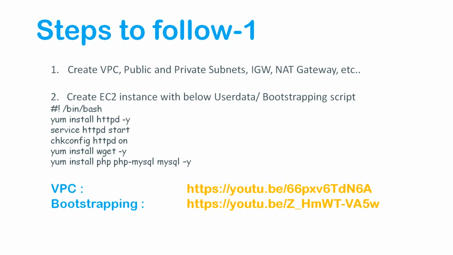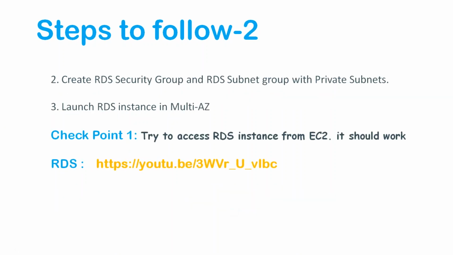I want to make it very quick, that's why I use bootstrap or user data. Next, these are the reference links for how to create a VPC on our YouTube channel. This is the reference link for bootstrapping, how you can do the bootstrapping. Next thing is we are going to create RDS security groups and subnets under private subnets and launch the RDS instance in multi-AZ.